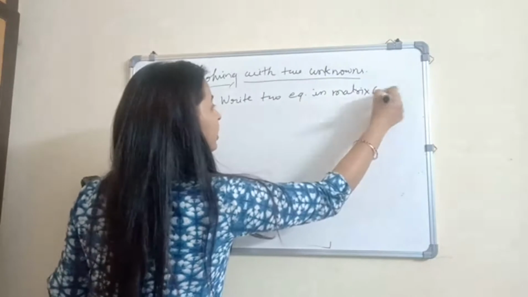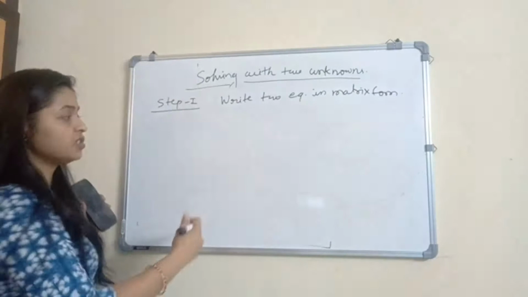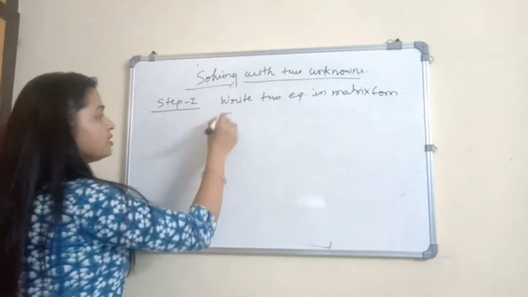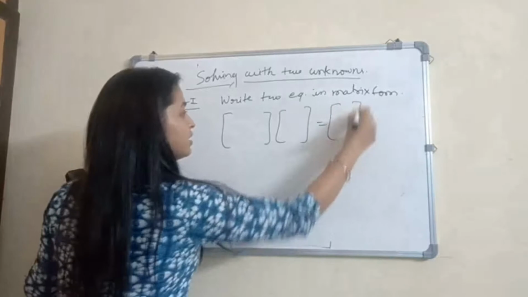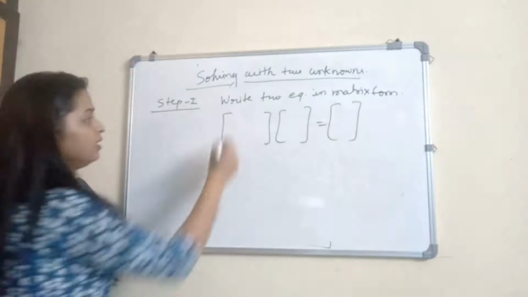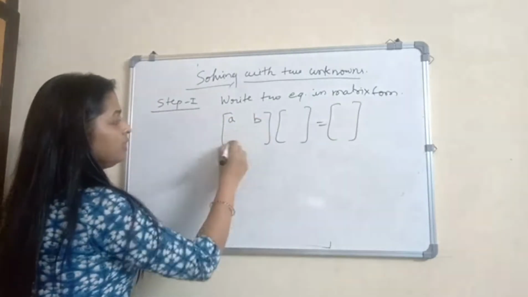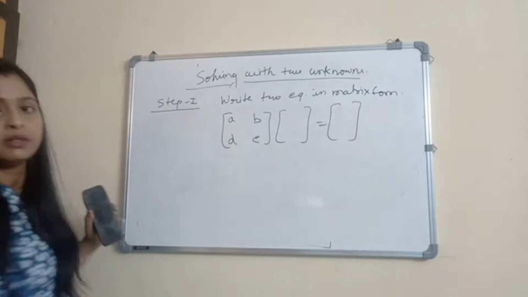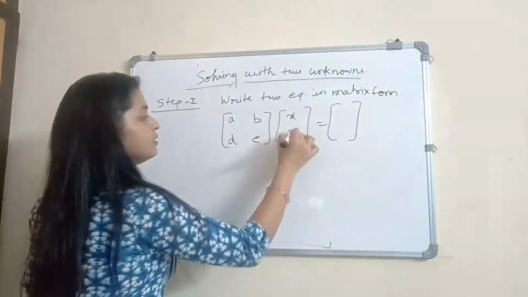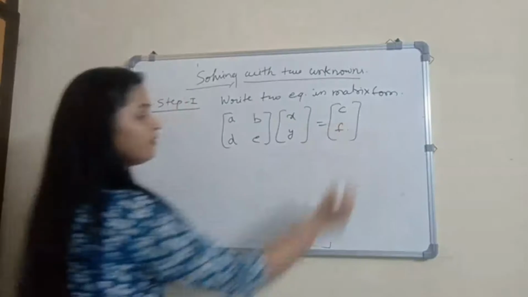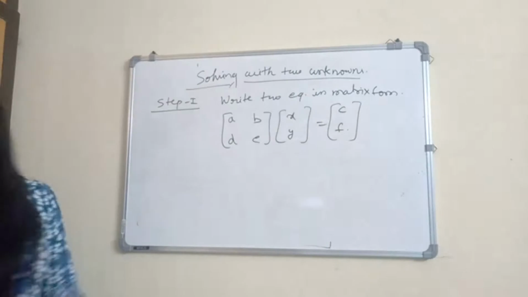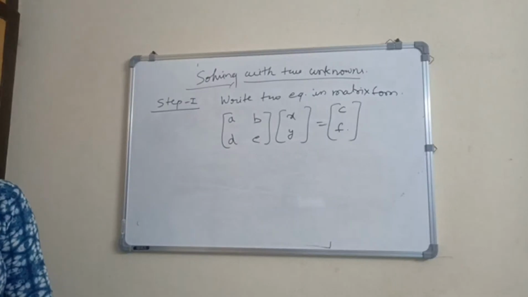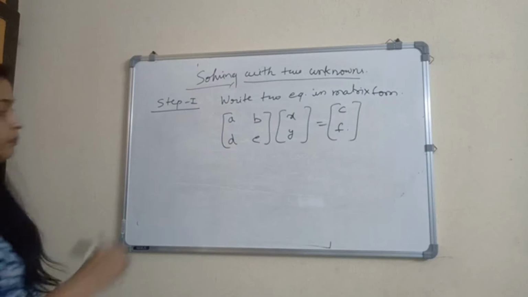In matrix form. Okay, so the equations which we have seen just before, we can write those equations in matrix way. So what was the equation? We have a 2 by 2 matrix: A, B, D, E. Now X, Y, and the two constants C and F. Now we need to solve this equation. First we need to calculate the parameter del.